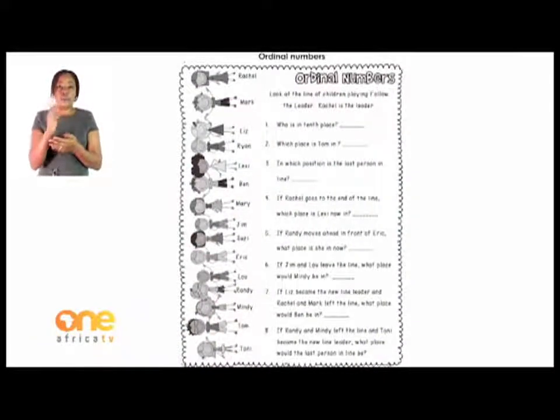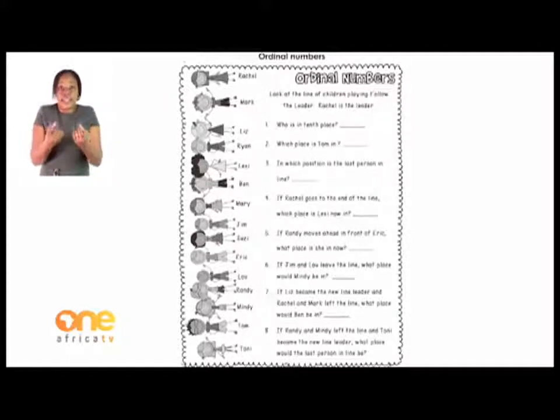The next page is for the grade 3s. Grade 3s, let's try the ordinal numbers. What are ordinal numbers? Ordinal numbers are numbers that give us the position of something. A position of an object or a position of a person or anything, where they are.